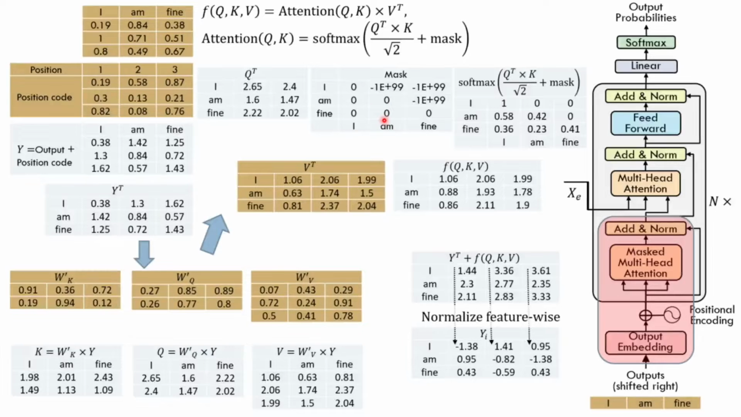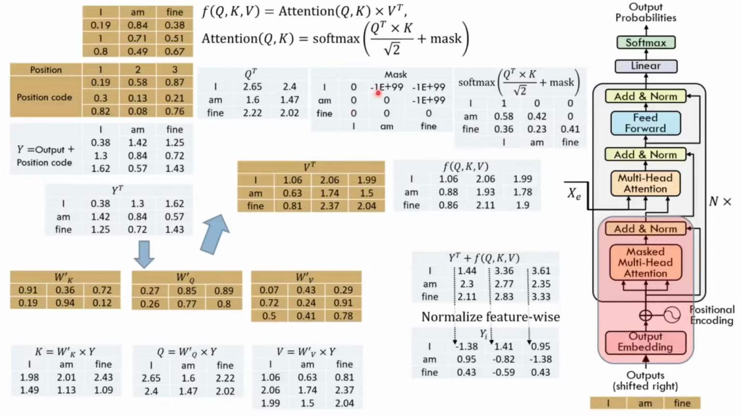Now, what it says is, when "I" is to be produced, it is allowed to pay attention to itself. It's all right. But it is not allowed to pay attention to the future words, that is "am" and "fine". So that's why these two values are negative infinity.